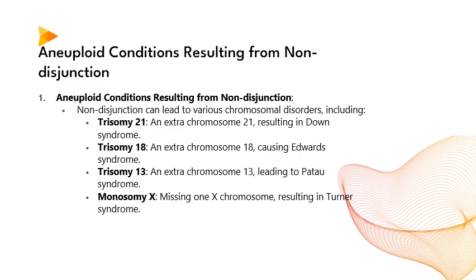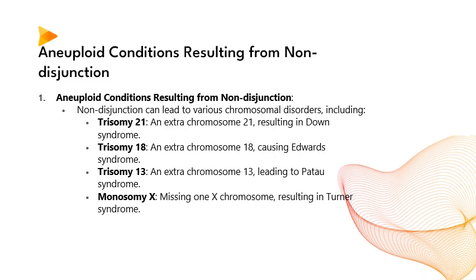So non-disjunction can lead to various chromosomal disorders, including trisomy 21, an extra chromosome 21, that results in Down syndrome, trisomy 18, an extra chromosome 18, which causes Edwards syndrome, trisomy 13, which causes Patau syndrome, monosomy X, which is missing one X chromosome, results in Turner syndrome. Klinefelter syndrome is when an extra chromosome is added.